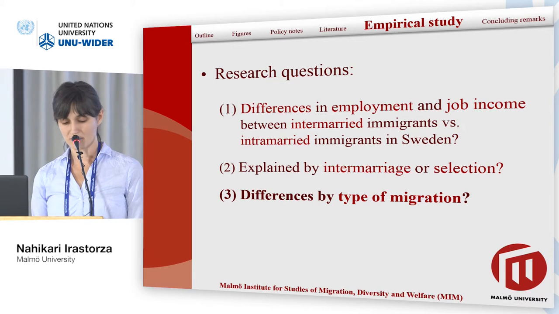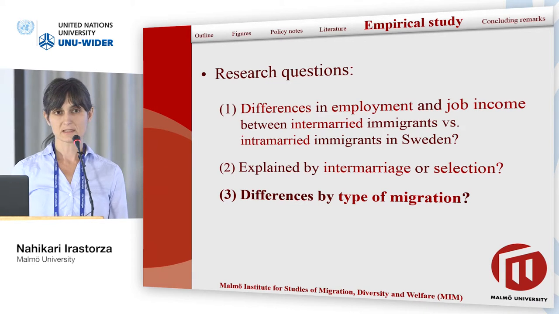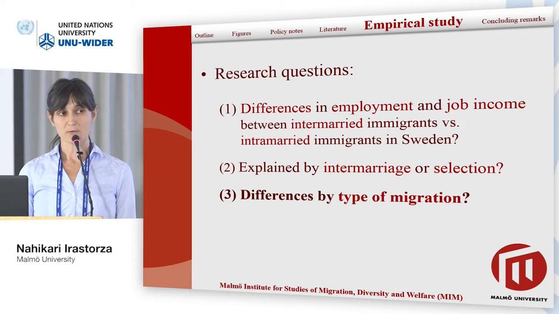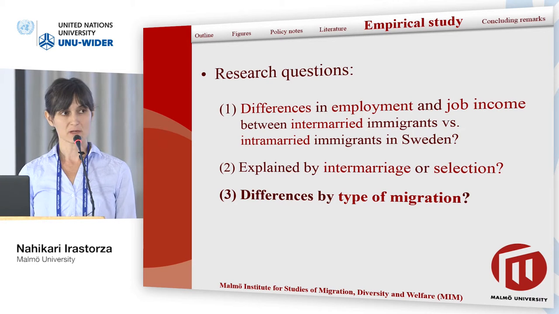And we asked these three questions. Are there differences in employment and job income between intermarried and intramarried immigrants? And how can we explain this? And finally, we also asked whether there were differences by type of migration. And we looked into labor migrants, family migrants, and refugees.